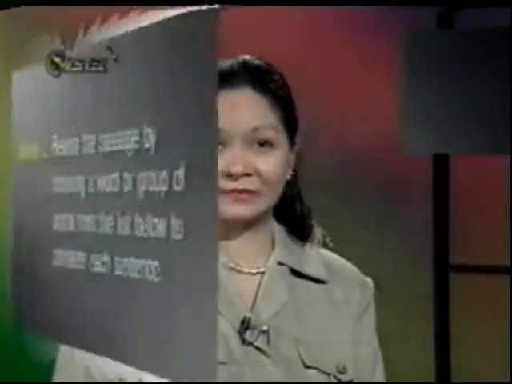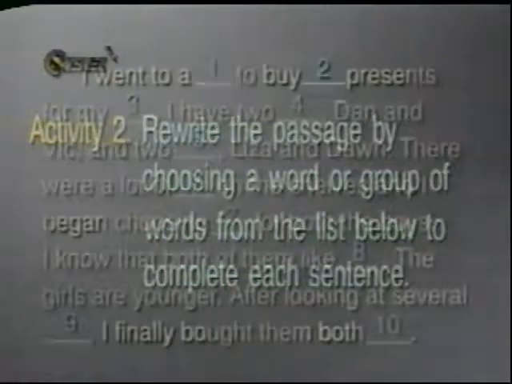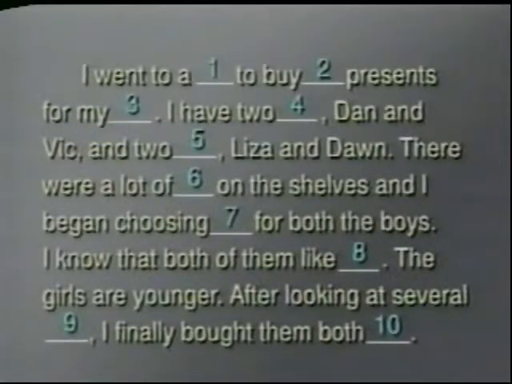Here's another activity in controlled composition. Find out how it differs from the first one. Activity 2. Rewrite the passage by choosing a word or group of words from the list below to complete each sentence. I went to blank to buy blank presents for my blank.